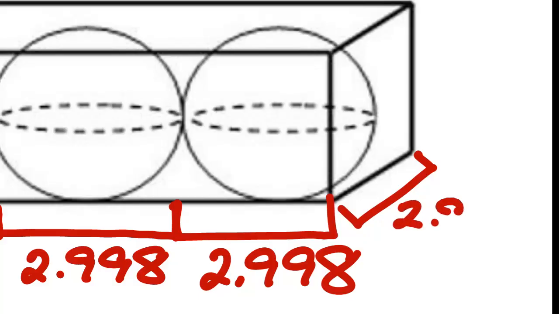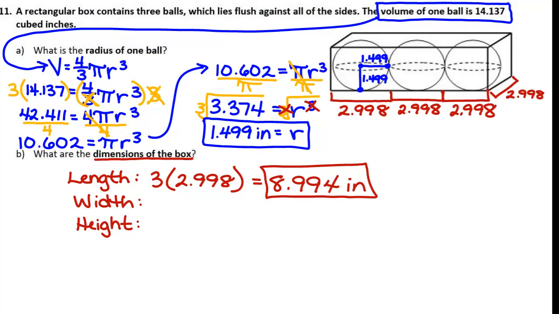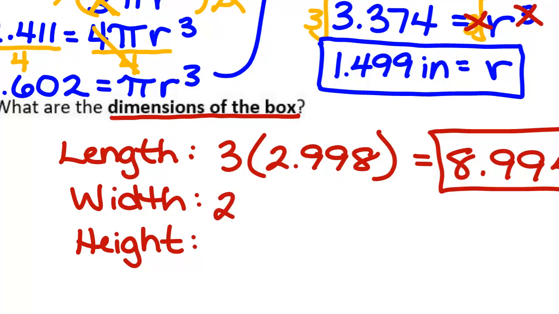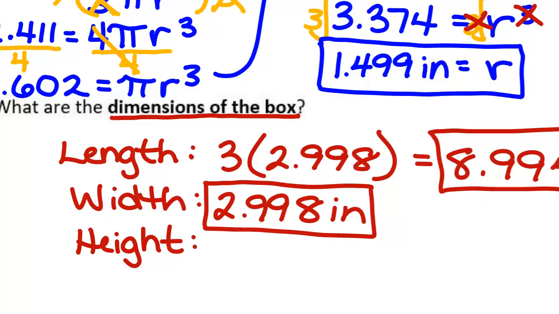2.998, yes. There is only one ball. It's one ball high and one ball deep and 3 balls long. So one ball deep would be 2.998. 2.998 inches. What is the height? 2.998.